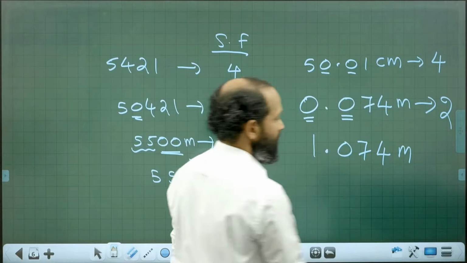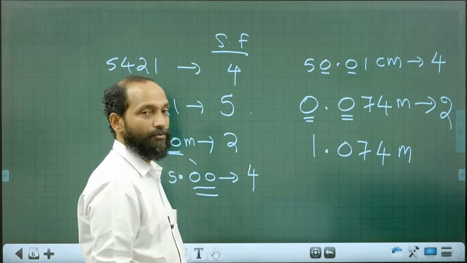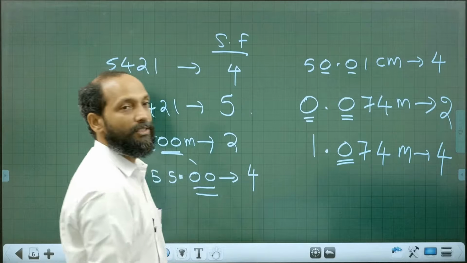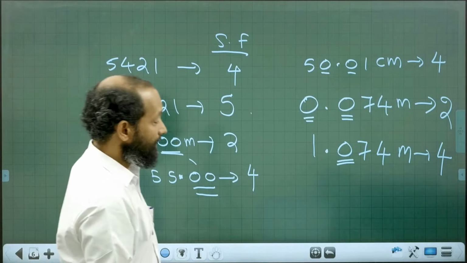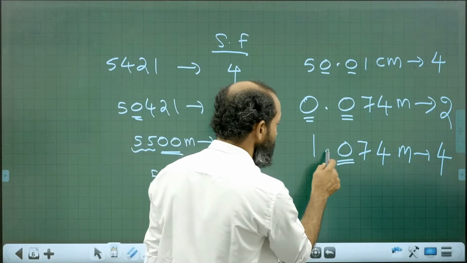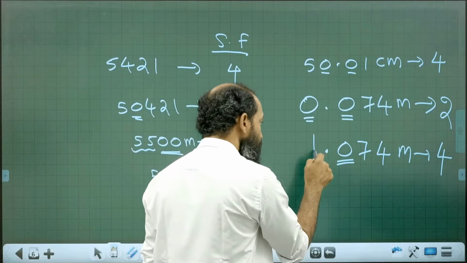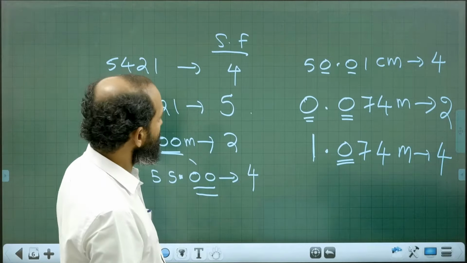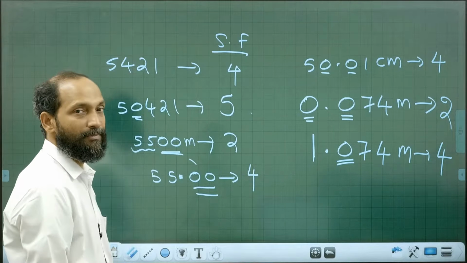1.074 meter. How many are there? 4. Oh, excellent. Very good. 4. That 0 is significant because it is followed by a decimal point. Also, to the left of that decimal point, there is a non-zero digit. Okay, hope that you are clear with this idea.